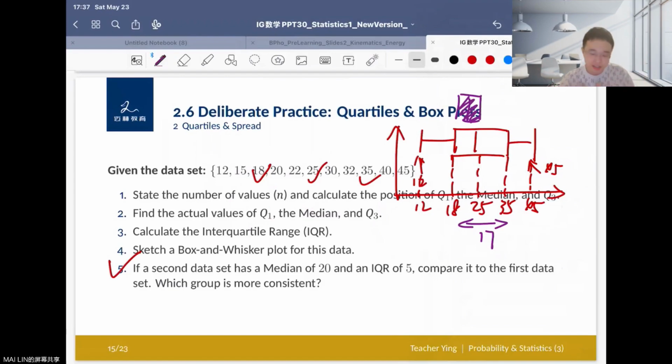So that is our lesson. I hope you can understand how to calculate the quartiles and find the differences between different data, okay? So that is for today's lesson.